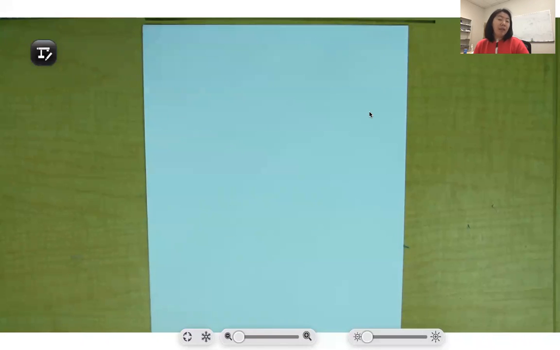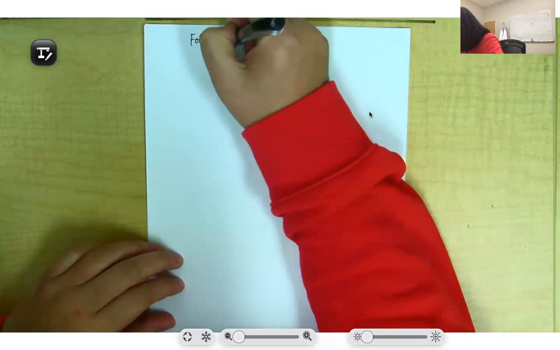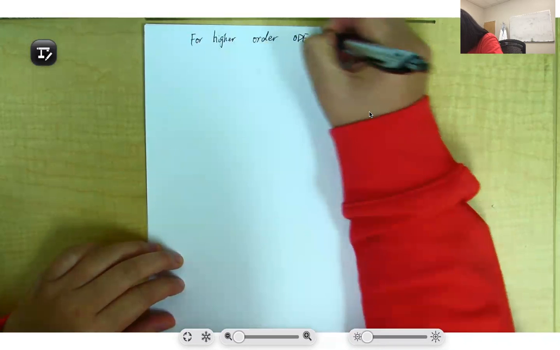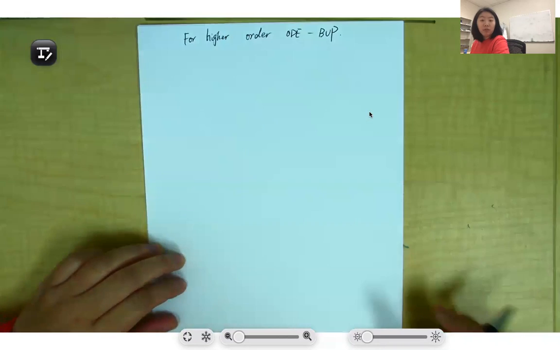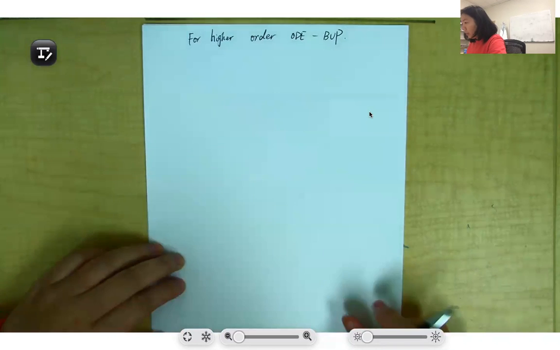Okay, so we made the examples for second order ODE with the shooting method to solve the BVP problem. Now we will transfer to a higher order ODE. For higher order ODE with BVP conditions, we can still use the shooting method. It's very similar to the second order ODE.